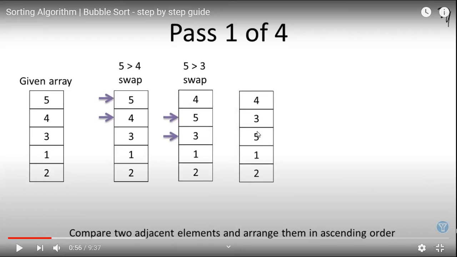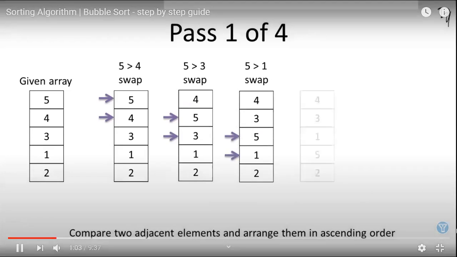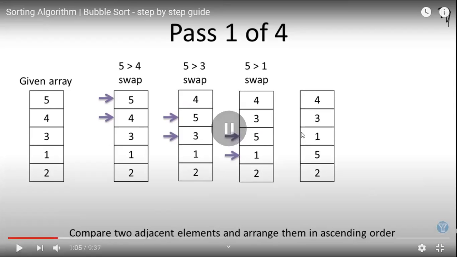So 3, 5. Again, I am comparing these two adjacent elements. What am I checking? 5 and 1. Yes, again there is a problem. Again it is not in perfect order. I compare, and what I got finally is 1 and 5.